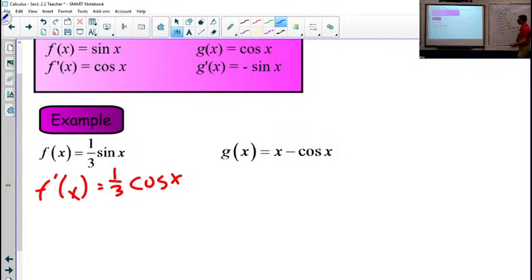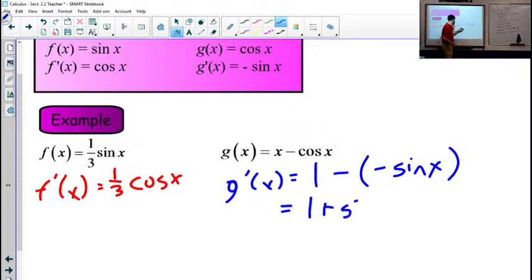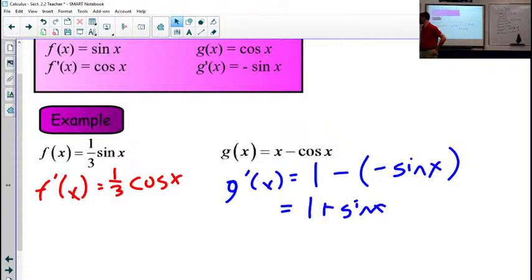Next one. G of x is x minus cosine of x. So that means g prime of x is going to be derivative of x is just 1 minus derivative of cosine of x is negative sine of x. So that's going to equal 1 minus a negative sign is going to be 1 plus sine of x. So derivative of sine is cosine. Derivative of cosine is negative sine.